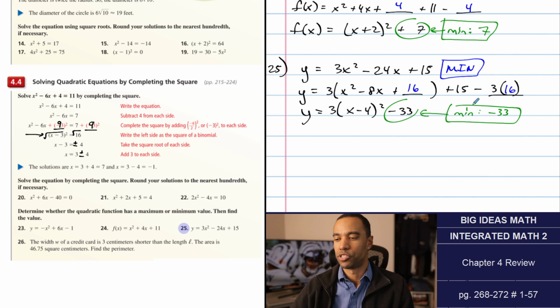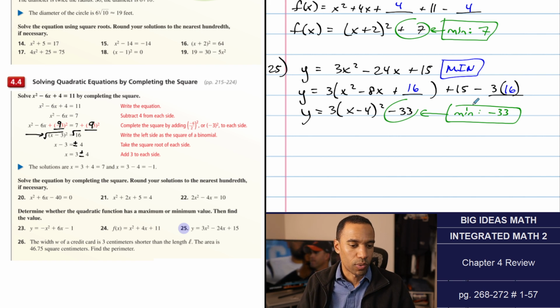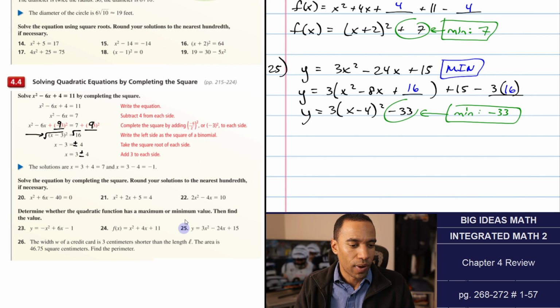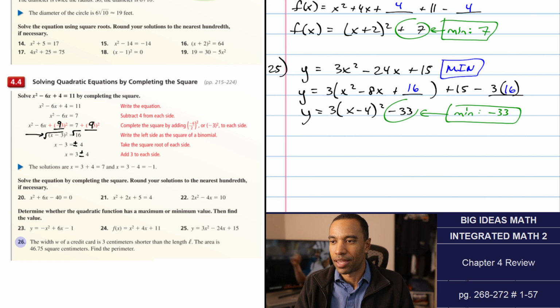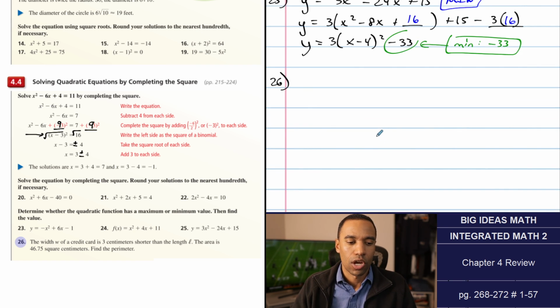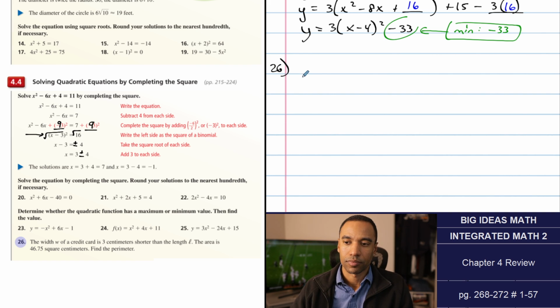That's as low as it goes. That's number 25. Number 26 is a word problem. The width of a credit card is 3 centimeters shorter than the length L. The area is 46.75 square centimeters. Find the perimeter.